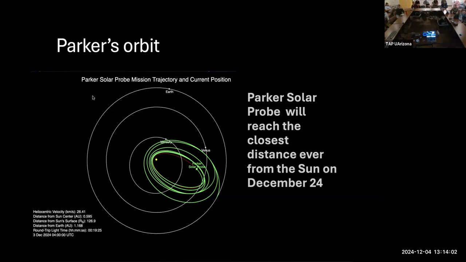On Christmas Eve here, the distance achieved will be within 10 solar radii. So what I do want to point out is that before Parker, the closest spacecraft to the sun was the Helios mission, which arrived to the orbit of Mercury. And so until now, we had a knowledge gap of the state of the plasma within the orbit of Mercury. And Parker Solar Probe is helping us to fill this gap.